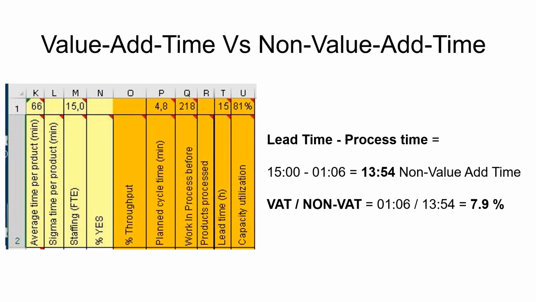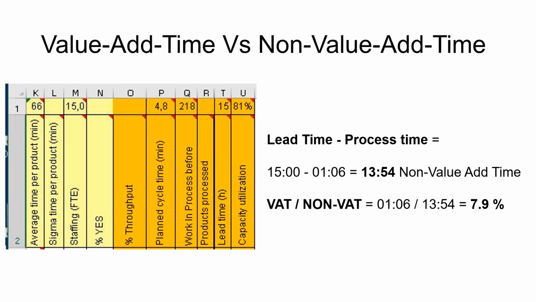Column K has the average process times, in minutes, for each operation. K1 has the total average process time for a product considering that not all products go through every process step as shown in column O. In this case it is 66 minutes, 1 hour, and 6 minutes.